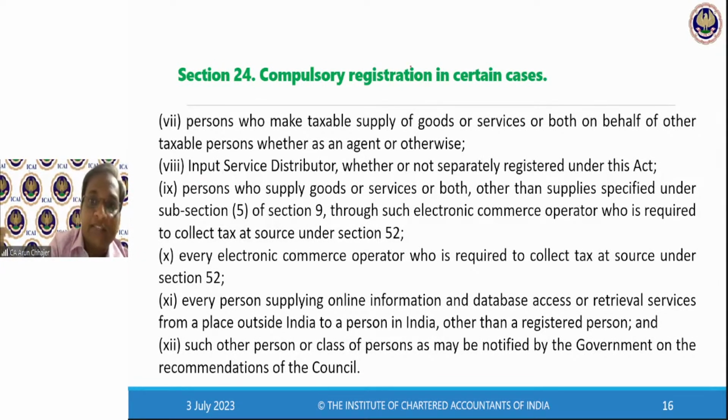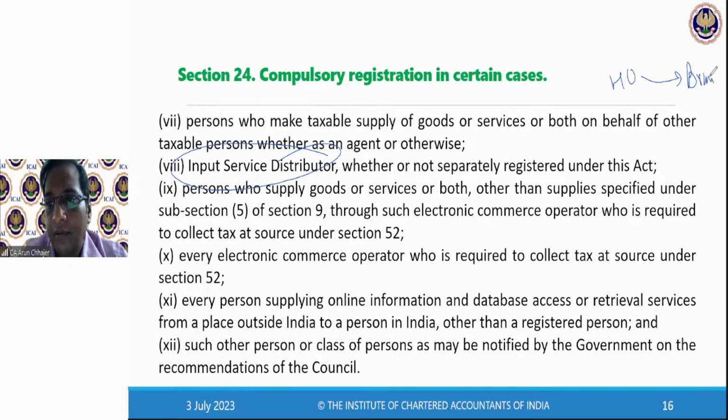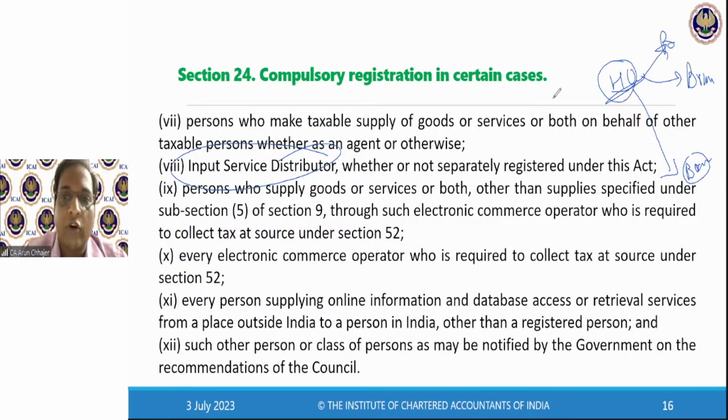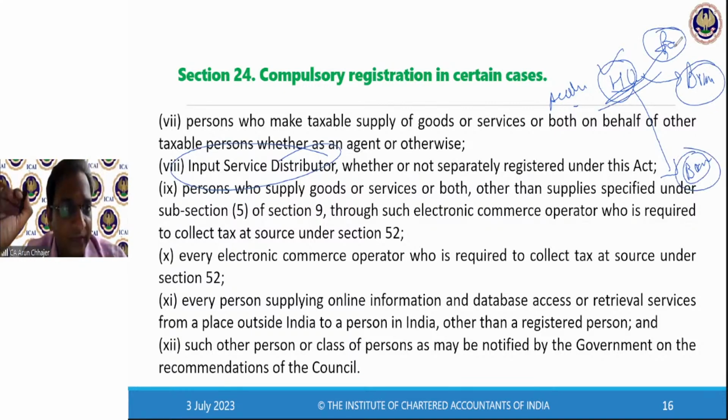What is the concept of ISD? See, there is a concept of head office to branches. HO is availing certain services for the benefit of the branches. There are 3 branches and HO is taking certain services. Let's say audit service. He has appointed a statutory auditor, and the statutory auditor is doing the audit of every branch, every location. The auditor is raising the bill to the head office. Then the head office will distribute the credit to the branches.